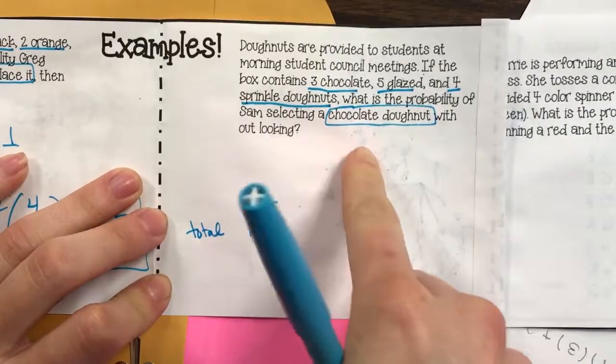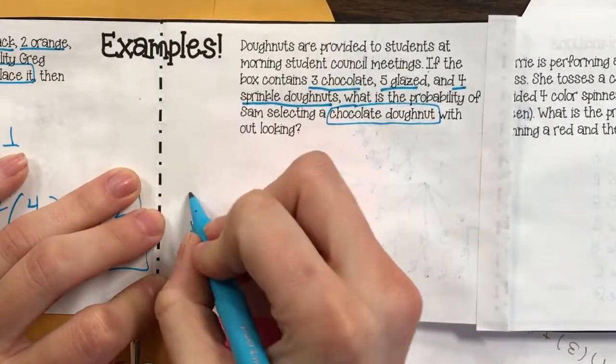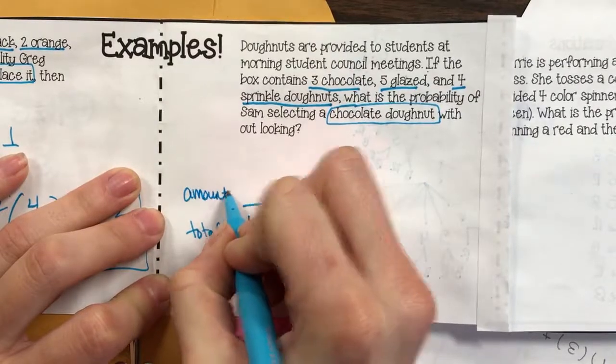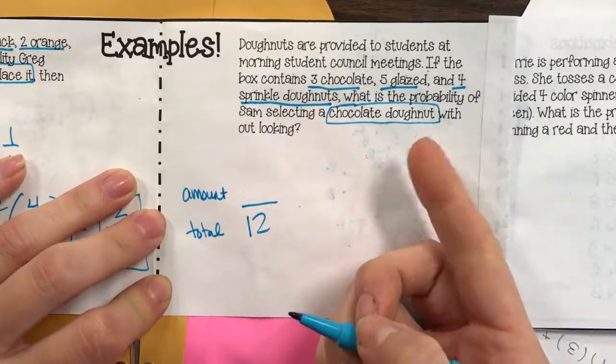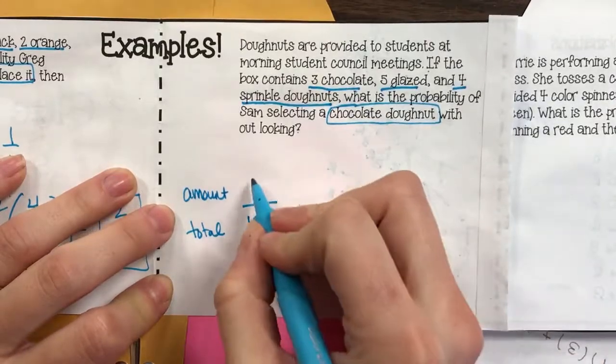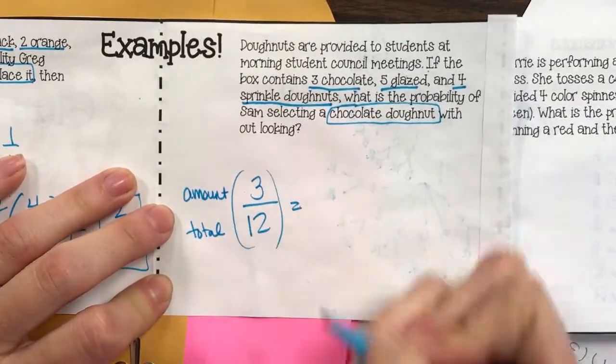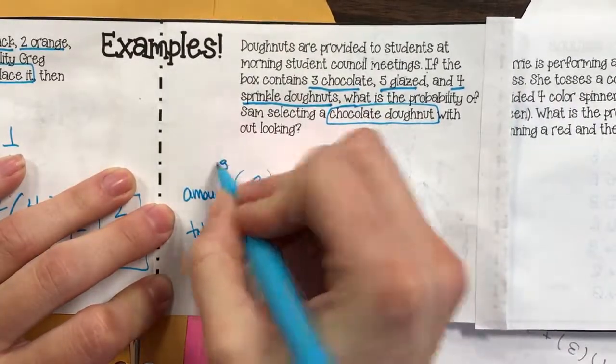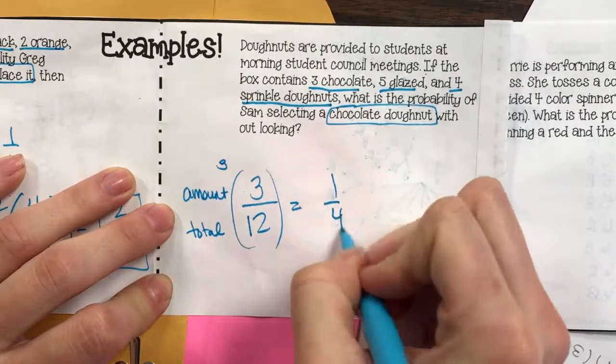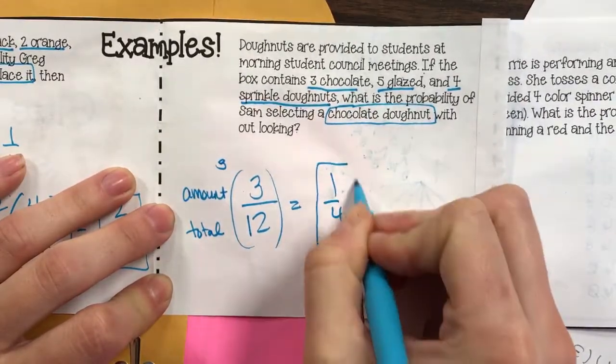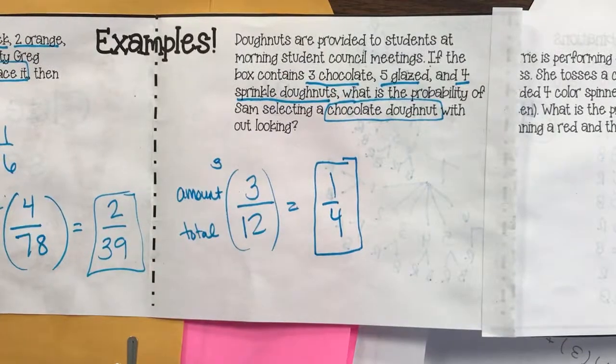And the amount, the top number, the one that he's picking randomly, was the chocolate donuts. How many chocolate donuts do we have? 3. So can I make this any smaller? Yes. 1/4. So the probability of him grabbing a chocolate donut without even looking in the box is 1 out of 4. So 1 out of 4 times he's going to grab chocolate.